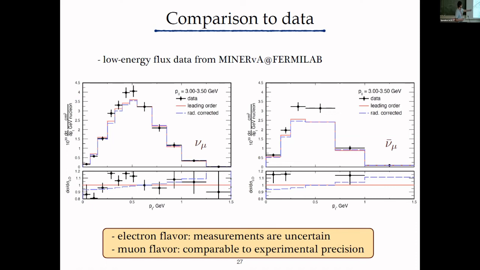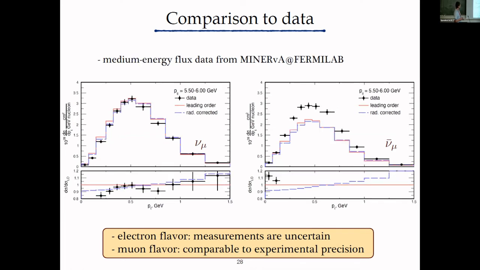What is shown here? It's shown for neutrino mode and for antineutrino mode. Basically you have a final state lepton, which has two projections of its momentum: in the beam direction and perpendicular to the beam direction. Its distribution is shown as a function of the perpendicular momentum, for the longitudinal direction of the muon for this beam. And we see that for this low energy mode, radiative corrections can be of the order of the experimental precision and of the order of deviations between generator and experimental data.